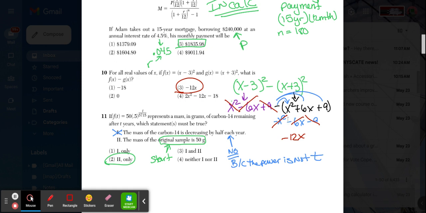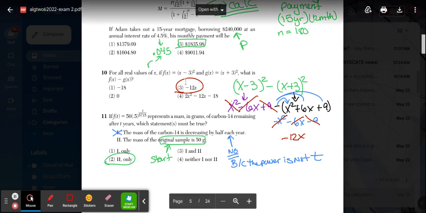So when I subtract, I'm taking away the x squared, I'm taking away 6x, but negative 6x and negative 6x is now negative 12x. I'm taking away the 9. So the 9 and the x squares disappear. They cancel each other out. You're left with just option 3.